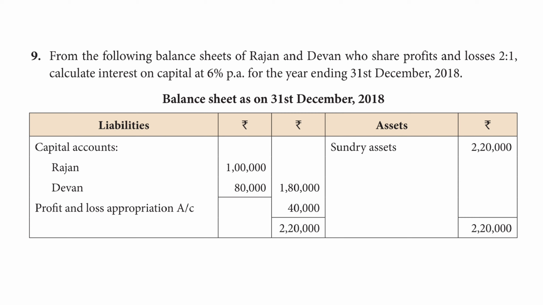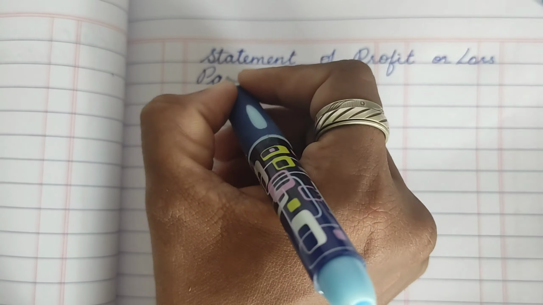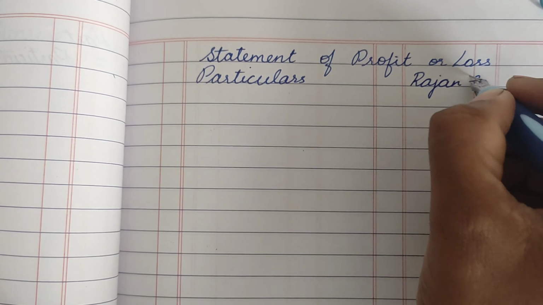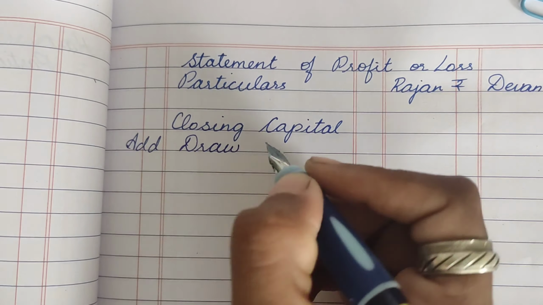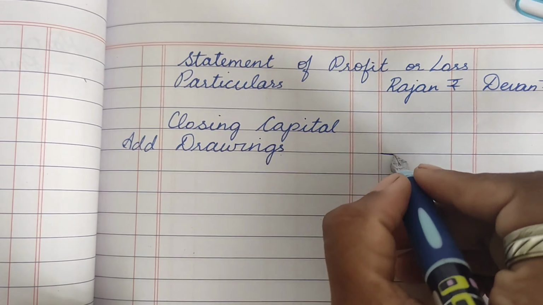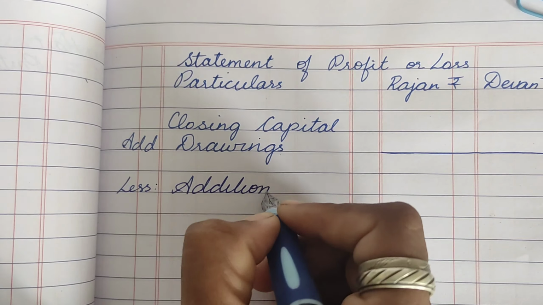I can use two amount columns and name one as Rajan and one as Devan. So the format of the statement of profit or loss, I'm going to write it down. Closing capital, add drawings, less additional capital, we get adjusted closing capital, and then opening capital, which is the answer we are going to find, and finally we have the profit.